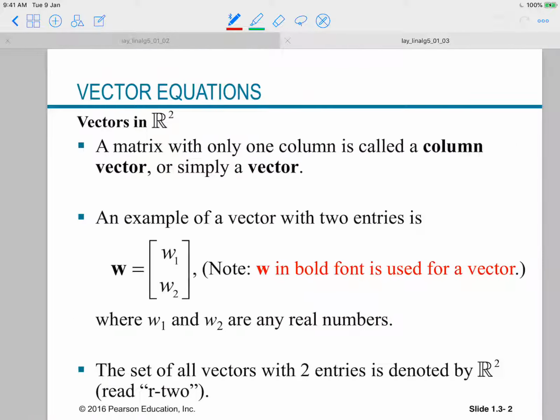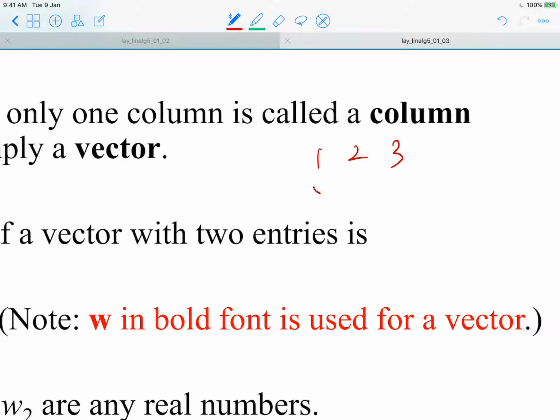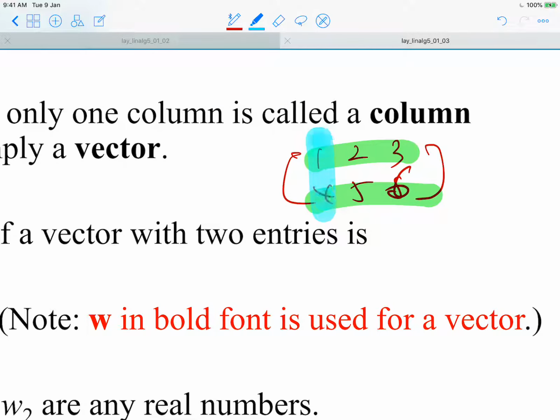So now we study vectors. A vector is basically a one-dimensional array of numbers, right? Again, a one-dimensional array of numbers. I think I mentioned the two possibilities of having a vector given a matrix, for example, 1, 2, 3, 4, 5, 6. Then we can define row vectors, and also we can define column vectors, right?